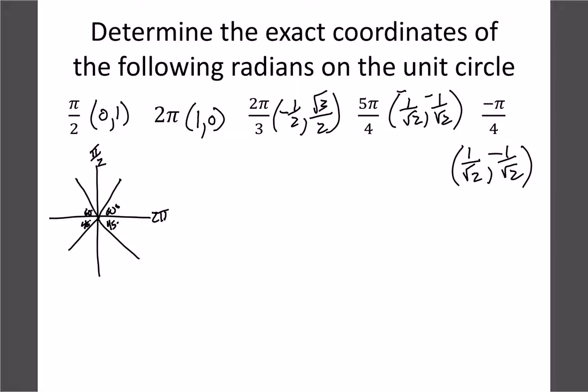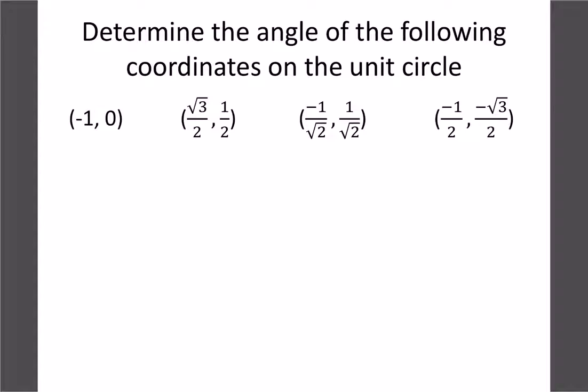So you can use the unit circle to help you figure these out, or what I usually do is just use our special triangles, our 30, 45, and 60, and then figure out positive and negatives based on the quadrant. So here's another one, same kind of thing, but backwards. We're trying to figure out where the angle is. So negative 1 and 0 would be there, so that's our 180, or pi in radians.